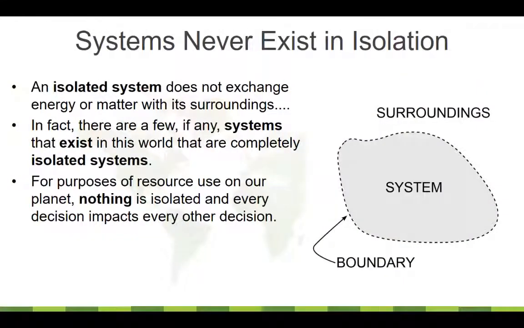So I know we've gone over this last term and I'm going over it here again, but I think this is an important concept to make sure that you understand this system versus surroundings relationship. An isolated system does not exchange energy or matter with its surroundings. Does not. This is a closed system. In fact, there are a few, if any, systems that exist in this world, however, that are completely isolated systems. So, for purpose of resource use on our planet, nothing is isolated, and every decision impacts every other decision.